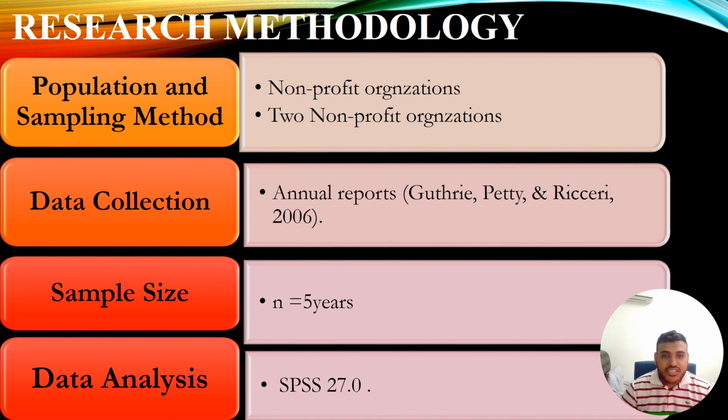As you can see here, for our population and sampling method, the population will be non-profit organizations, and for the sampling method it will be two non-profit organizations from two different countries, to have reliable data. For data collection it will be secondary data from annual reports, and the sample size will be 5 years. We will use SPSS software to run the data analysis.